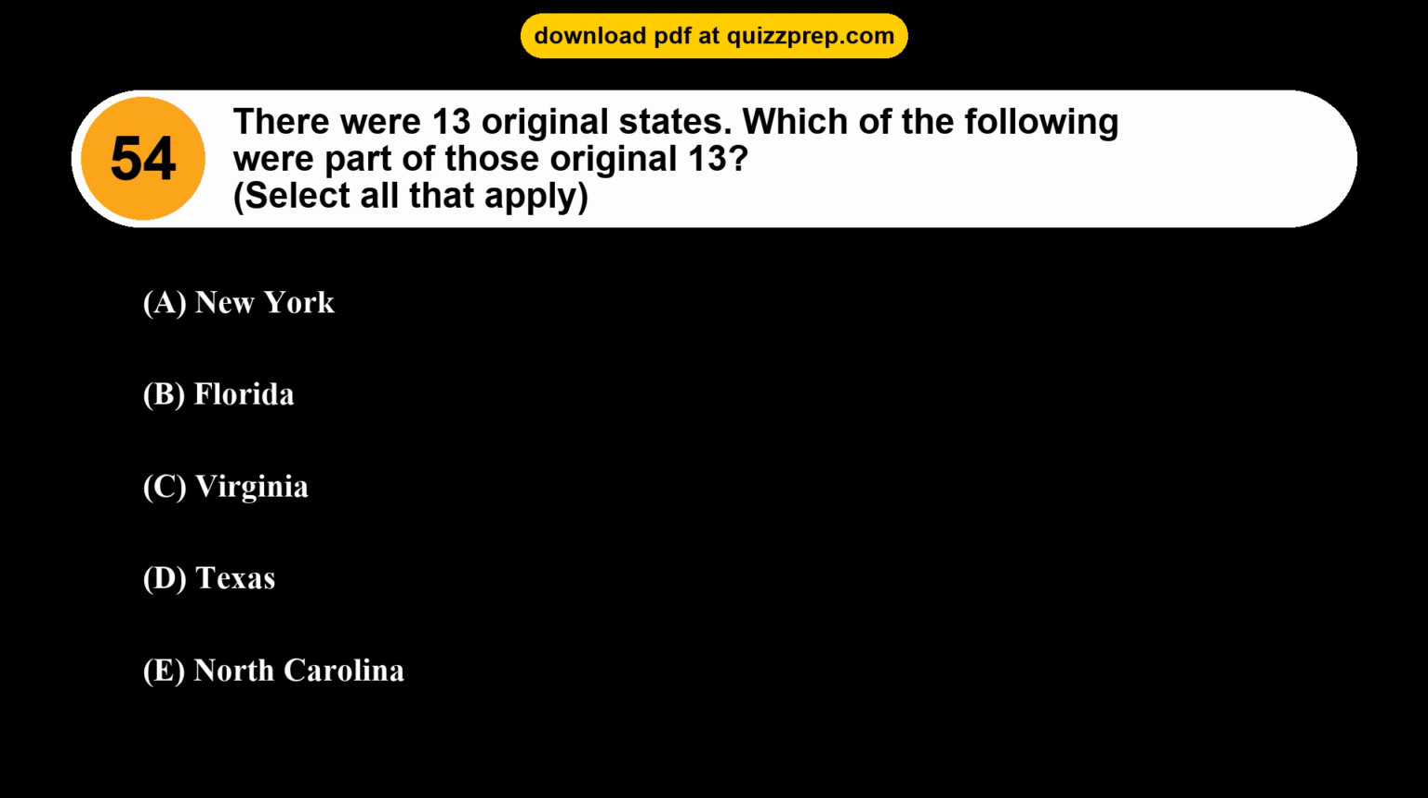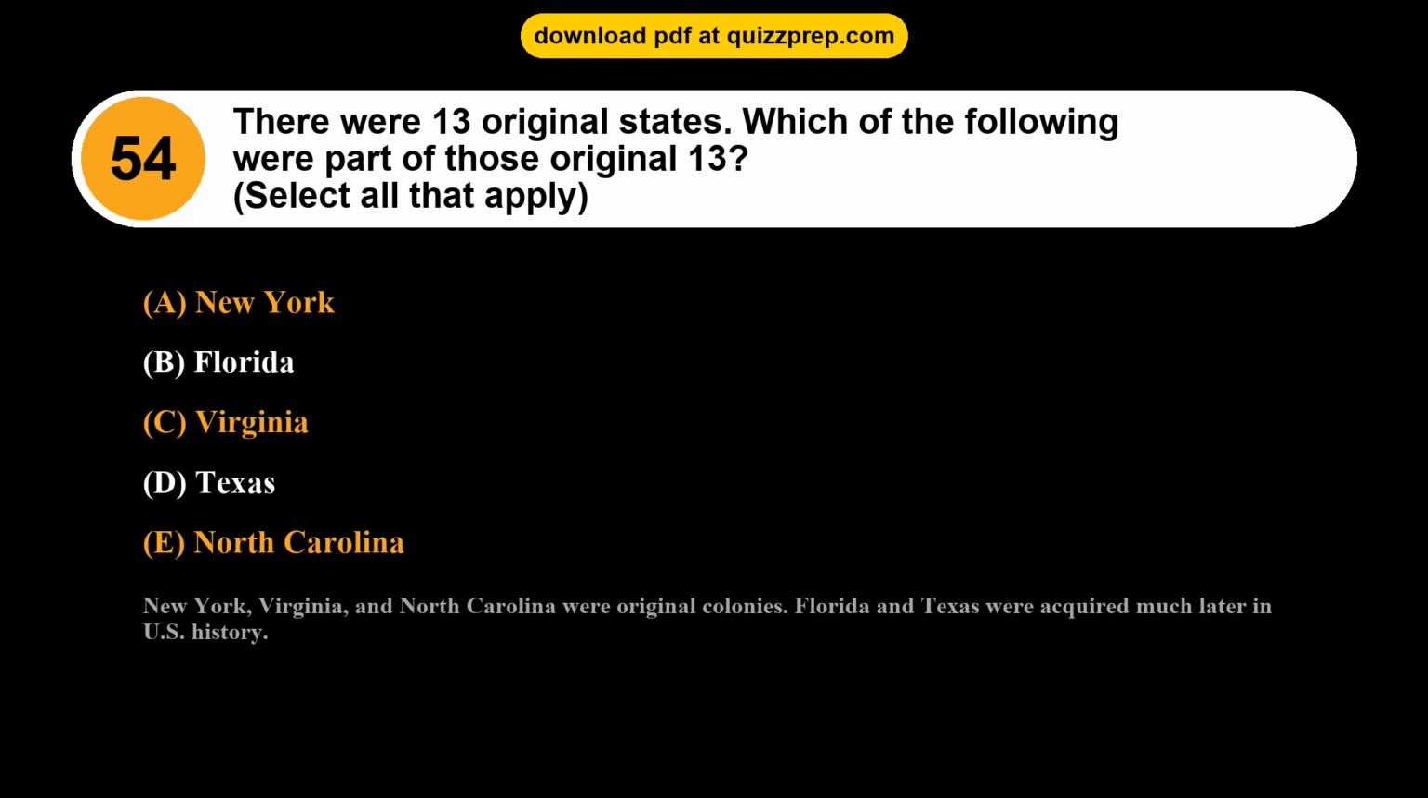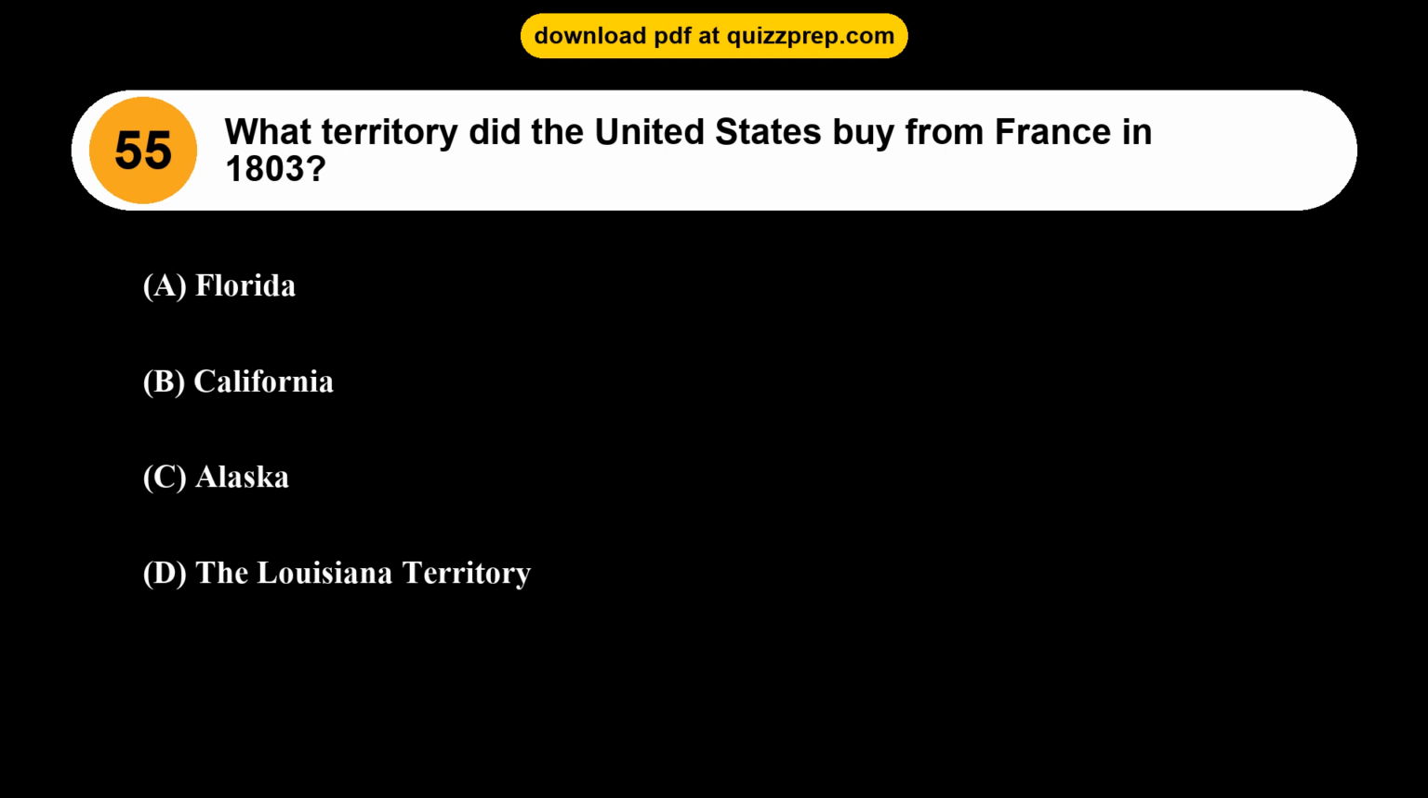Question 54. There were 13 original states. Which of the following were part of those original 13? Option A, New York. Option B, Florida. Option C, Virginia. Option D, Texas. Option E, North Carolina. The correct answers are options A and C and E. New York, Virginia, and North Carolina were original colonies. Florida and Texas were acquired much later in U.S. history.